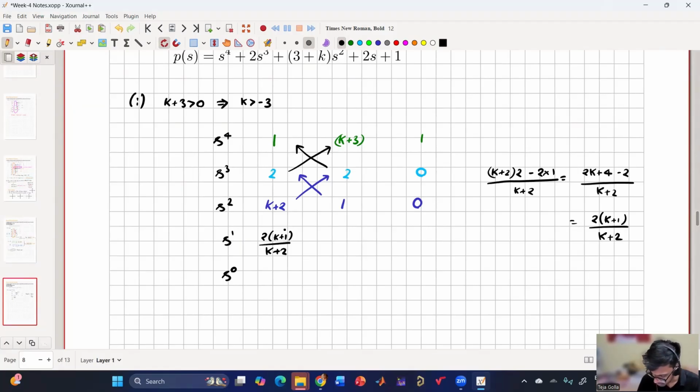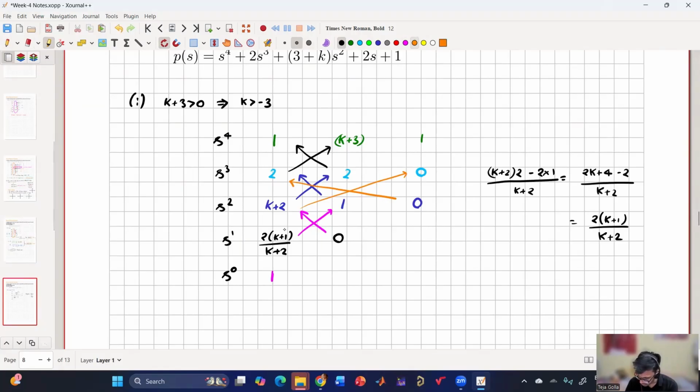And then the next element will be 0, because this into this minus this into this is 0. Now the last element will be the product of this minus the product of this, or you can say that the 1 will come down. So how much will it be? 1.